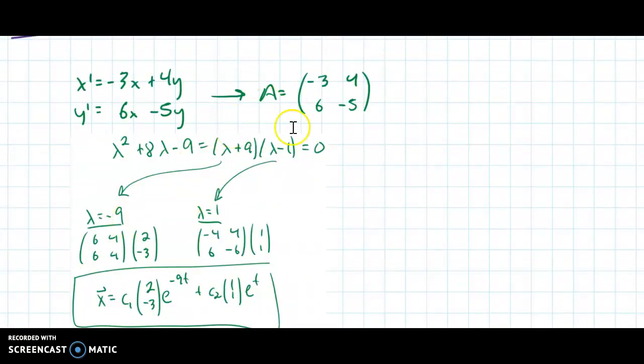You would find the characteristic equation by doing the negative trace, that's the 8, do the det, which gives me minus 9, factor, set it equal to 0, and get lambda equal to negative 9 and lambda equal to 1. Subtract along the diagonals, do my A minus lambda I for these, and then choose a vector that zeros it, and get this. So if it's just a problem without initial conditions, then I am good to go.